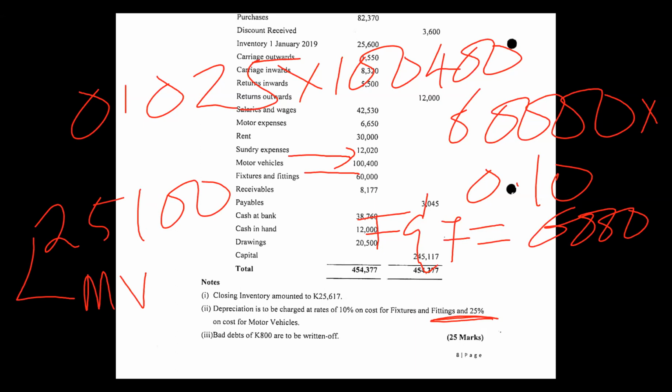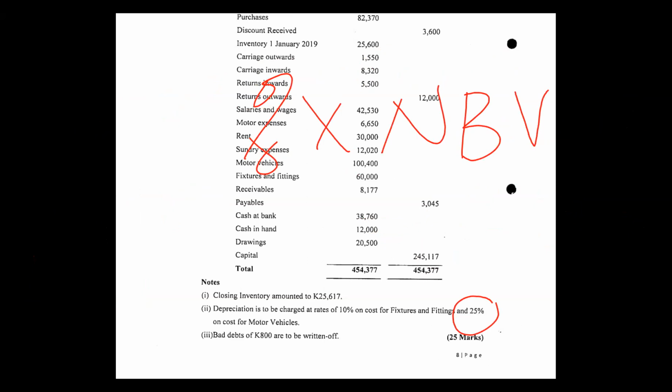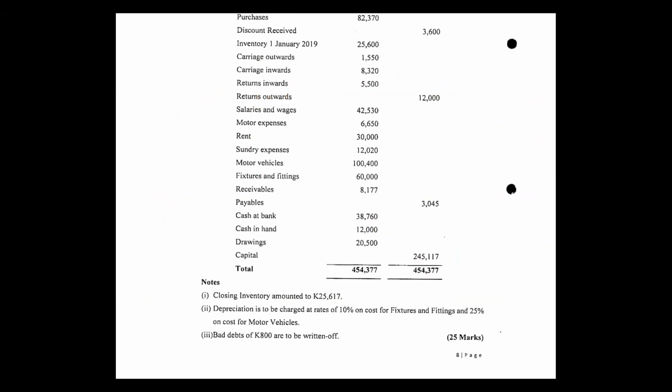Somebody had asked me, what about using the reducing balance method? Now, with this question, since you are not given the accumulated depreciation, you cannot use the reducing balance method. The reducing balance method is that you take the percentage times the net book value. But I'll show you for the reducing balance. I'm showing you for fixtures now.